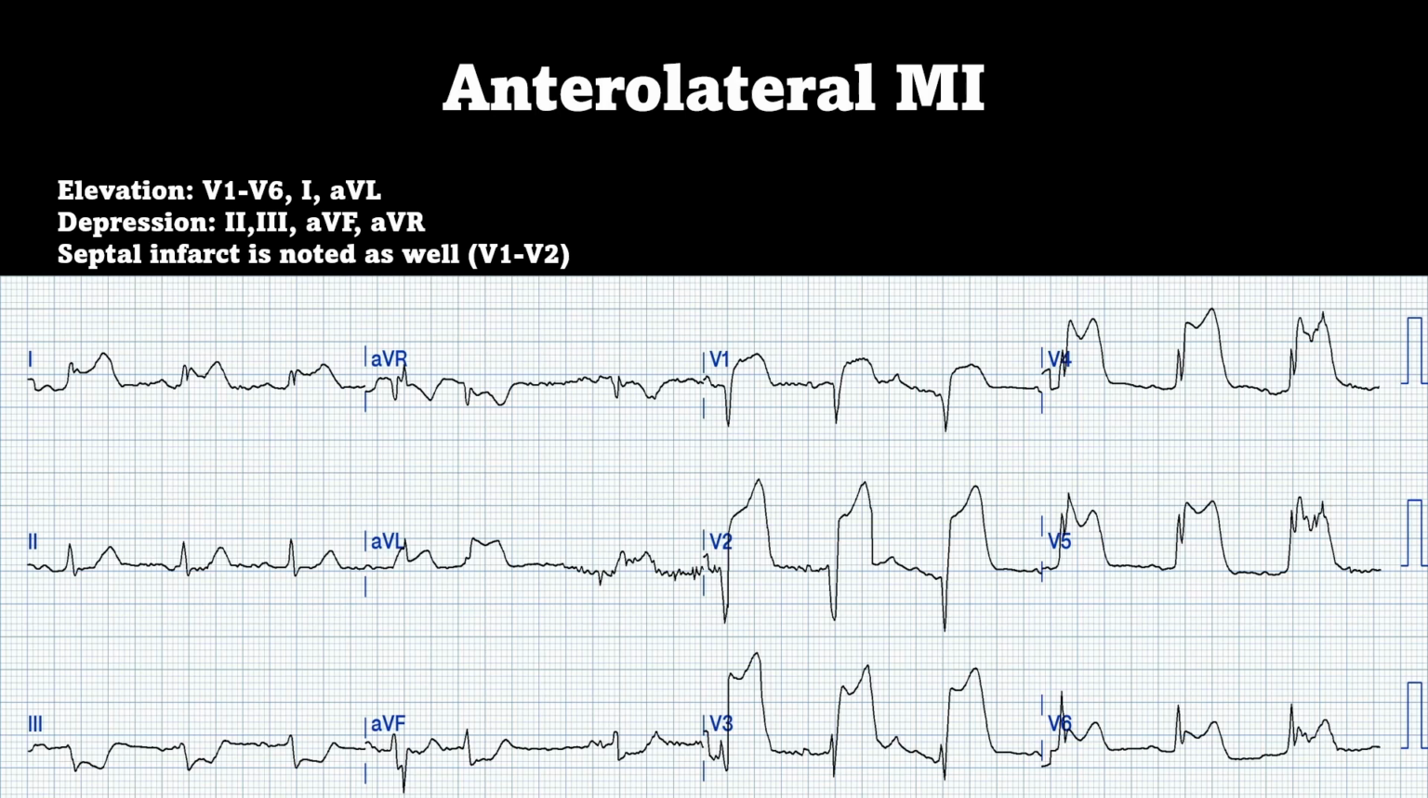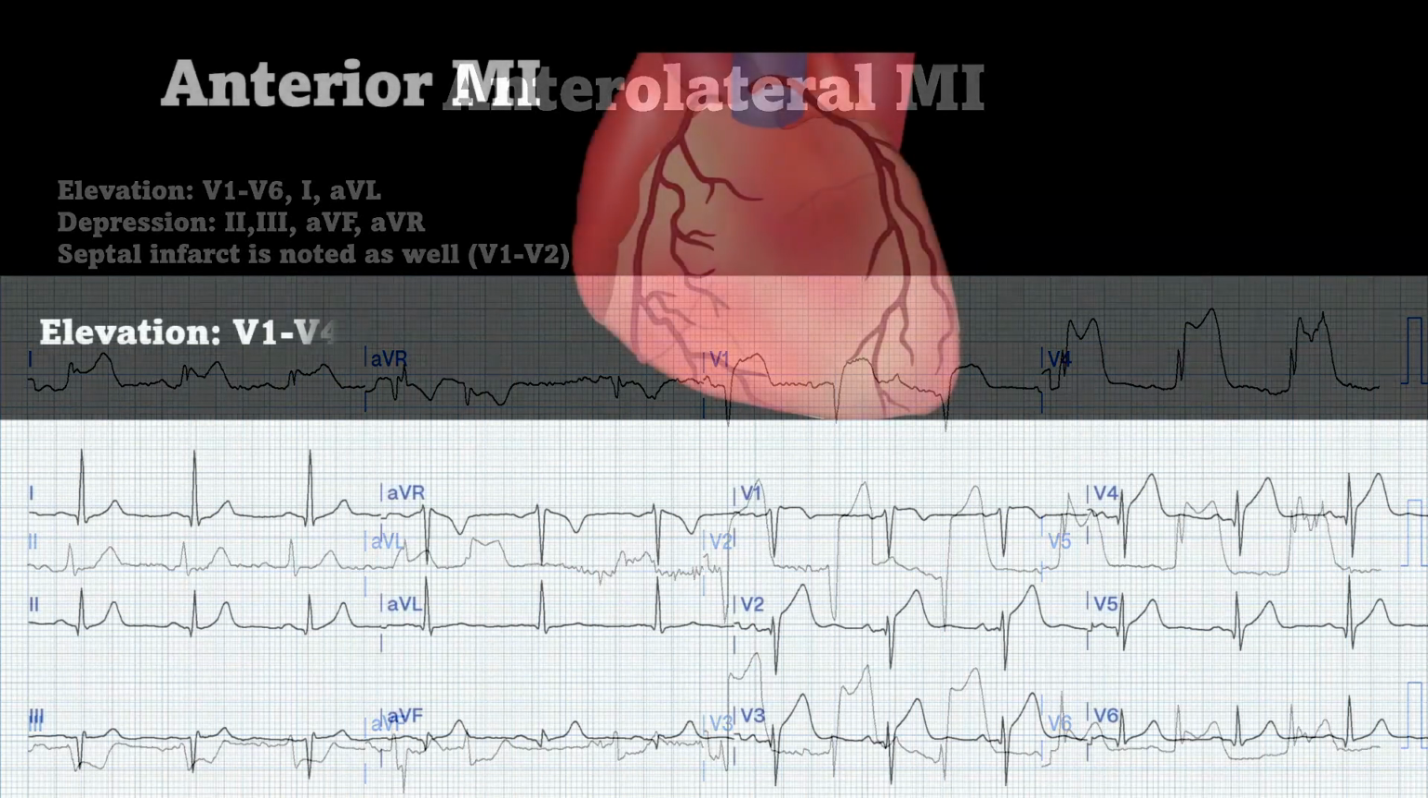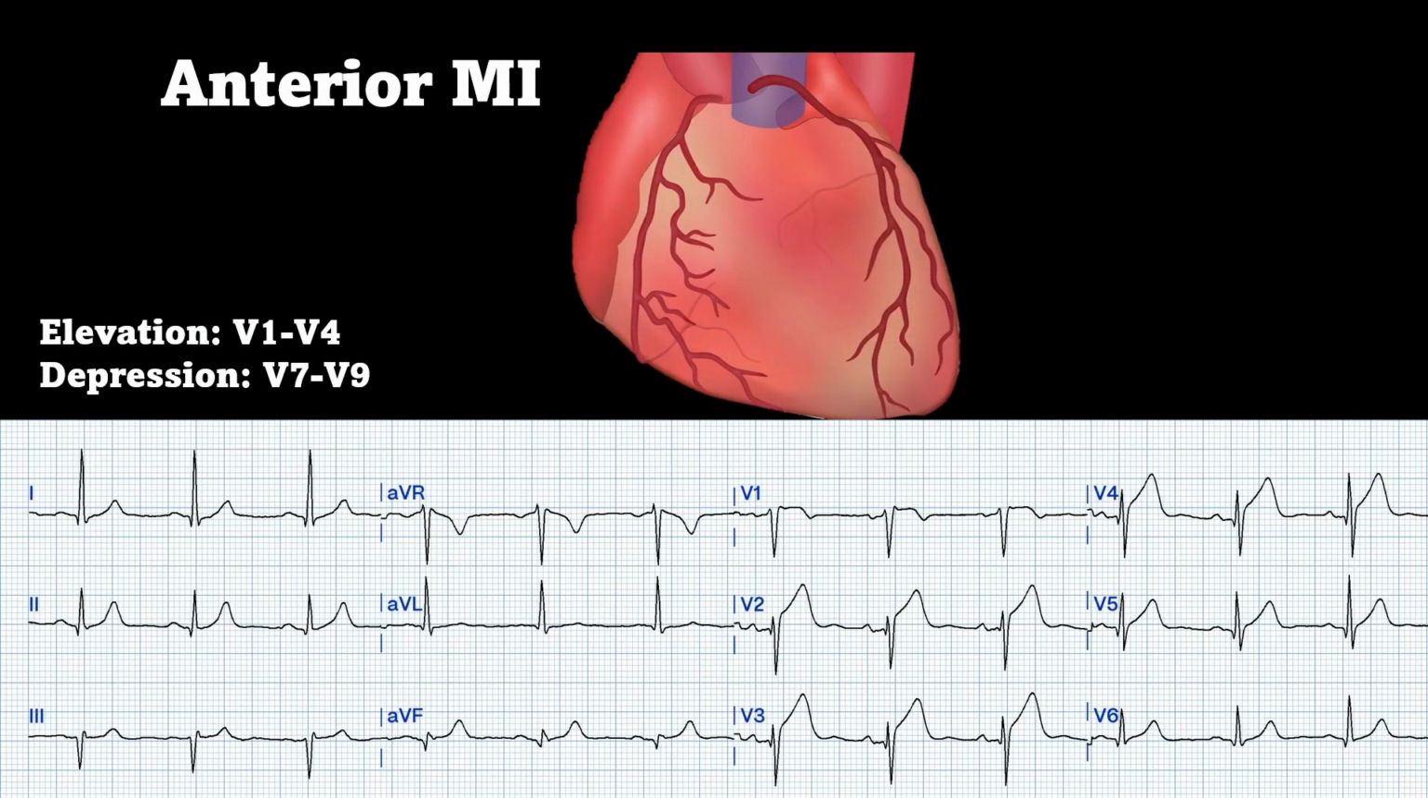And remember, septal is V1 and V2. Here's your anterior MI. We're going to have elevation in V1 through V4, with depression noted in V7 through V9. And this is going to be your LAD occlusion.